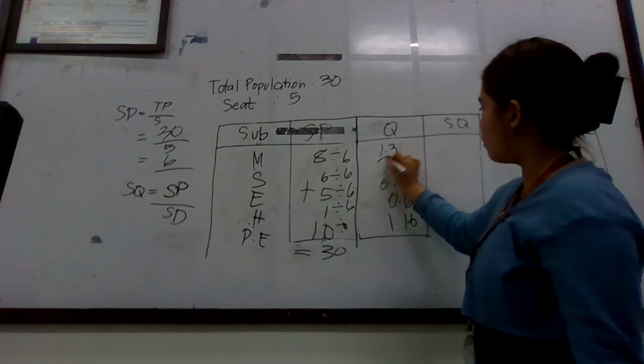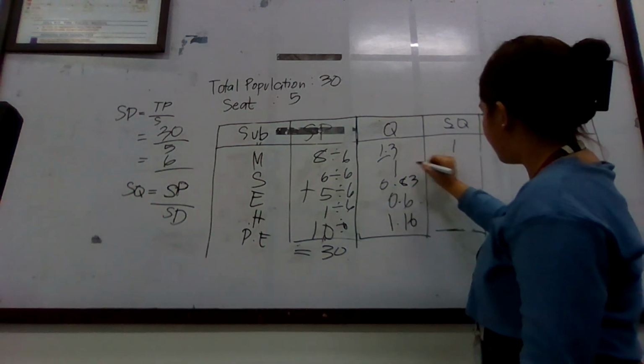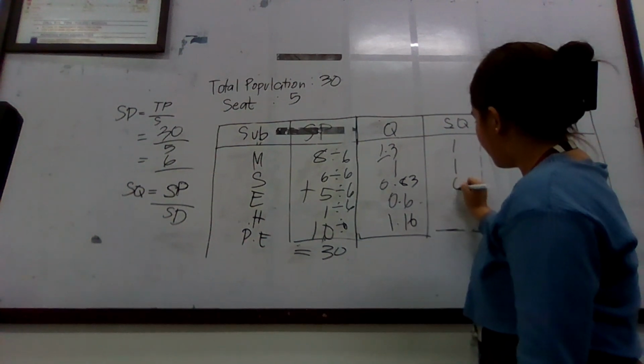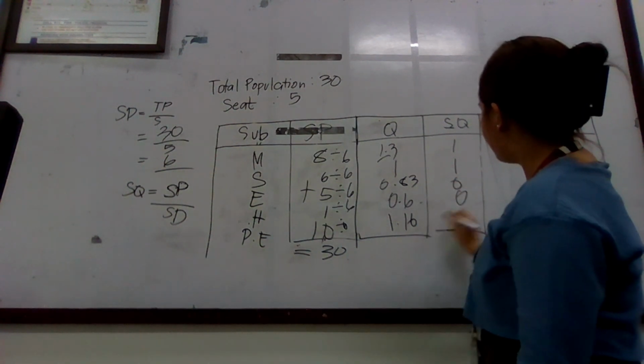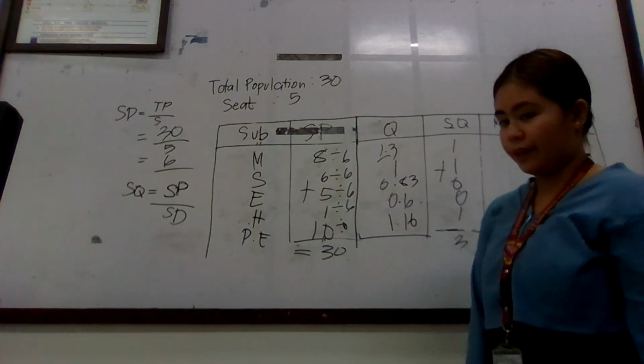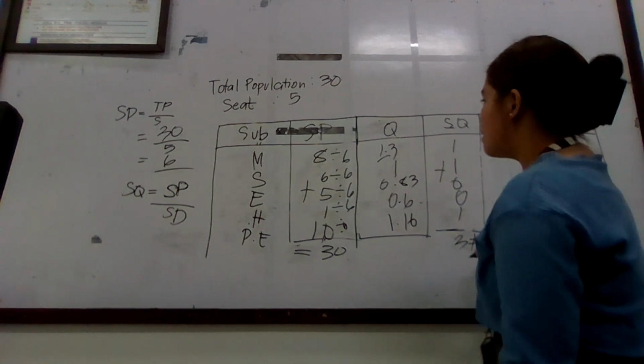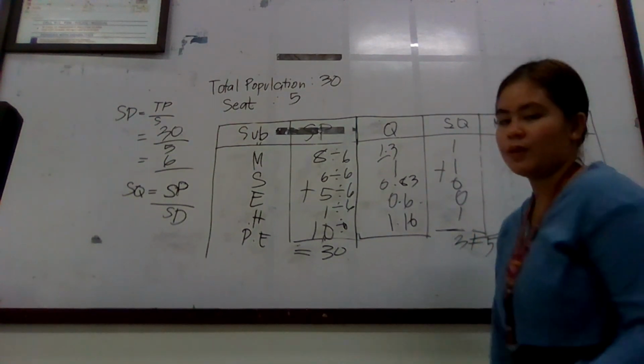So let us repeat our steps. So let us find the whole number. So our standard quotient will be 1. So it will also be 1, 0, 0, and 1. So let's add together. This will give us 3. So you've noticed again, 3 is not equal to 5.